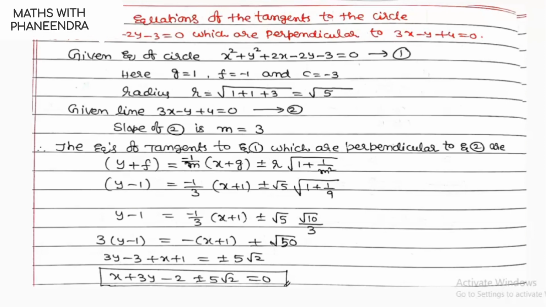These values we can take this side. Plus or minus 5 root 2 we can take this side, we will get plus or minus again. So 3y minus 3 plus x plus 1 equal to plus or minus 5 root 2. x plus 3y minus 2 plus or minus 5 root 2 equal to 0. Which is the required equation of tangents which are perpendicular to the line 3x minus y plus 4 equal to 0. We will discuss in the next class 2 to 3 more problems belonging to the 1C exercise. Thank you very much.